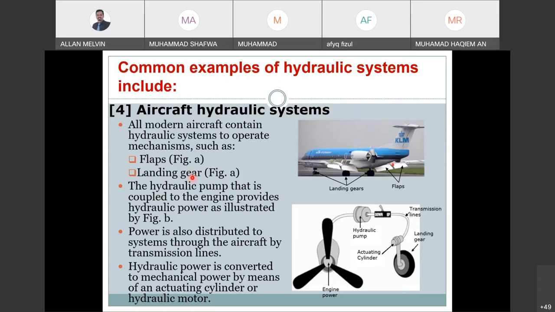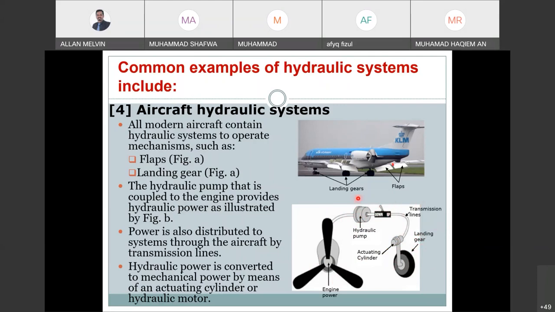So bayangkan menggunakan pneumatic system. So wheel akan naik dengan cepat and it cannot apply a lot of force. So the landing gear uses a hydraulic system. The hydraulic pump that is coupled to the engine provides hydraulic power as illustrated in the figure. So the landing gear is connected to the hydraulic system. So you tekan switch, the hydraulic pump will supply hydraulic power for the landing gear to come down or go up.